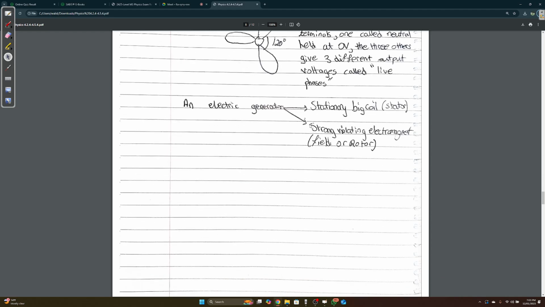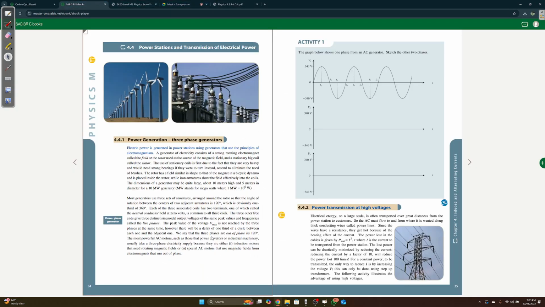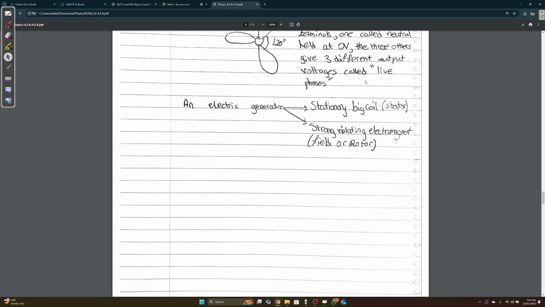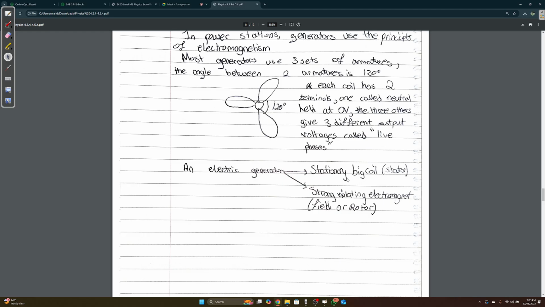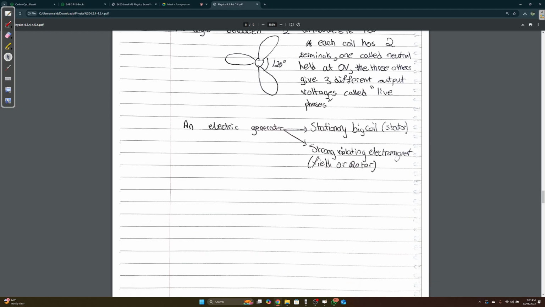And an electric generator, I don't see this in the book. But just know this. An electric generator is either a stationary big coil or a strong rotating electromagnet, which is a rotor. Okay, whatever.